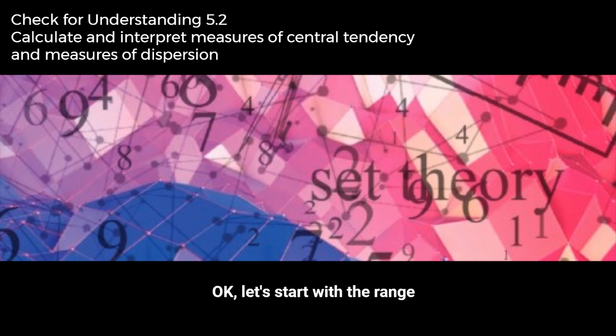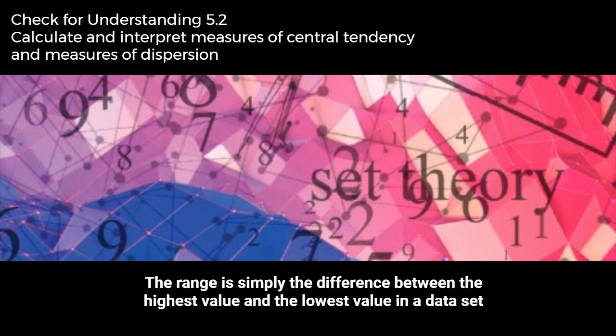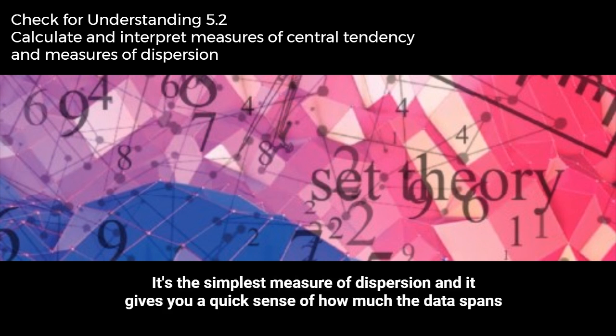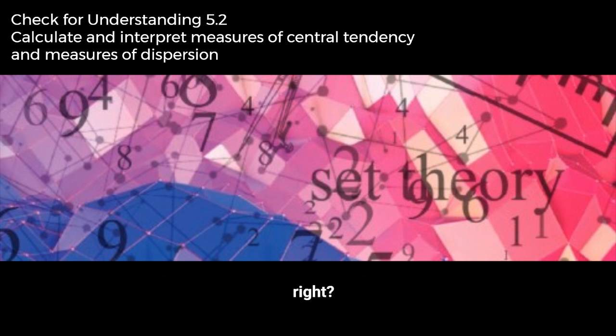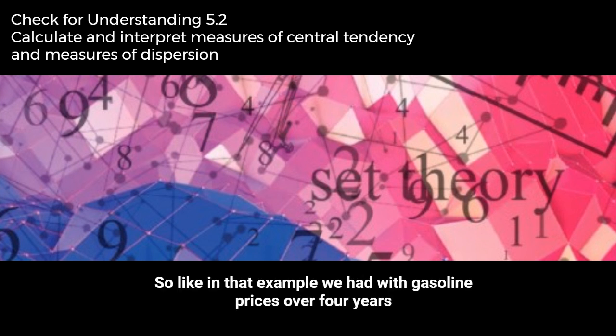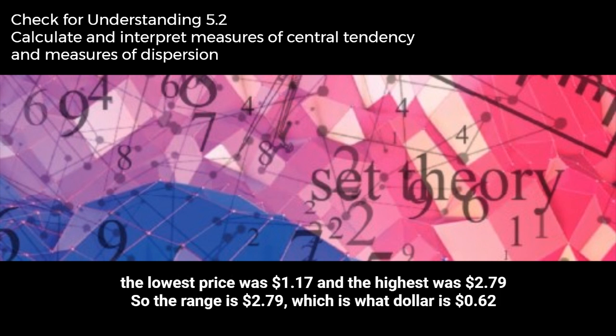Okay, let's start with the range. We kind of touched on that with the mid-range, but what exactly is it? The range is simply the difference between the highest value and the lowest value in a data set. It's the simplest measure of dispersion, and it gives you a quick sense of how much the data spans. Right. So, like in that example we had with gasoline prices over 4 years, the lowest price was $1.17 and the highest was $2.79. So the range is $2.79 minus $1.17, which is $1.62.